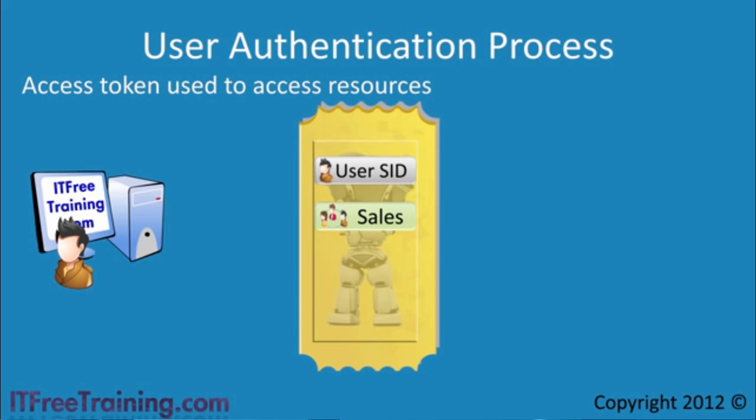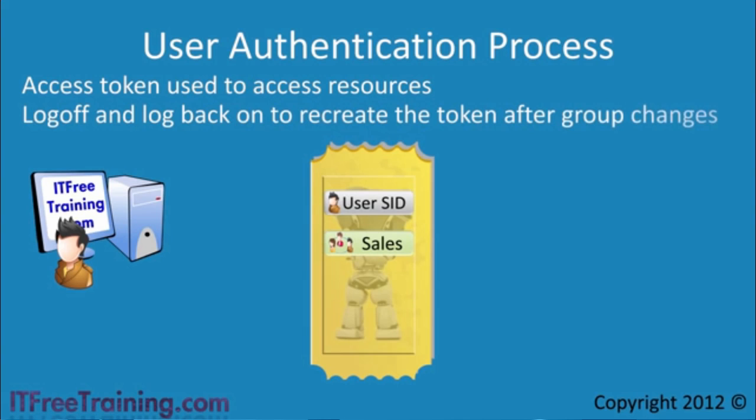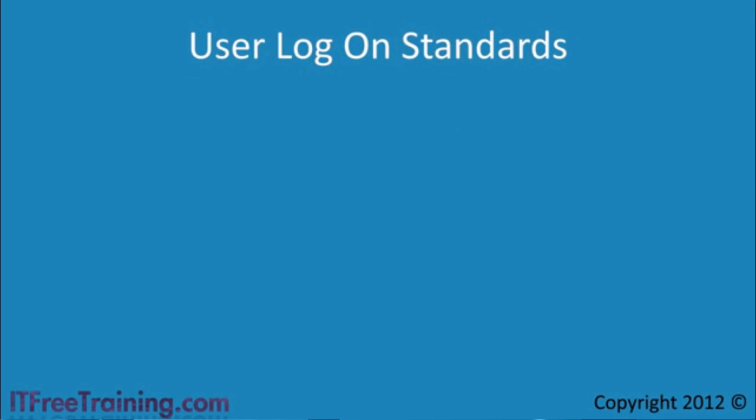To fix problems like these, the user simply needs to log off and log back on. When they log back on, a new token will be generated with the new security information. Before I start looking at how to use user accounts in Active Directory, first I want to look at the naming standards that you will see when using accounts in Windows.